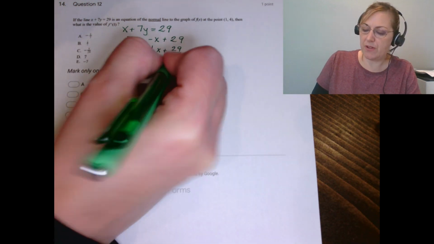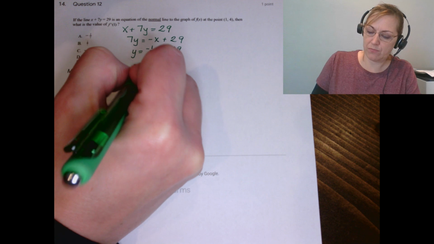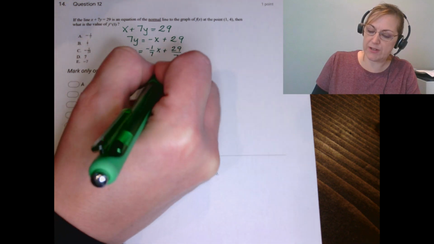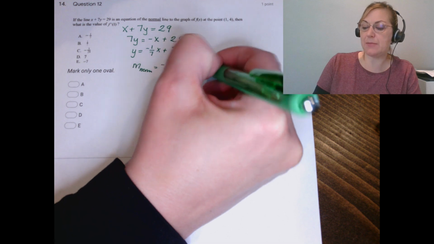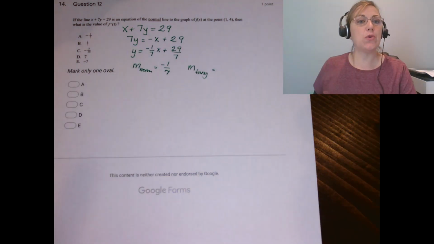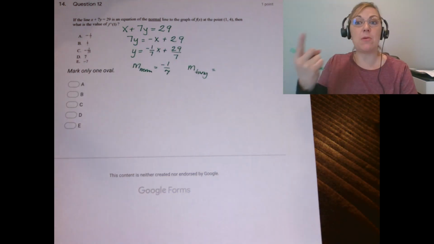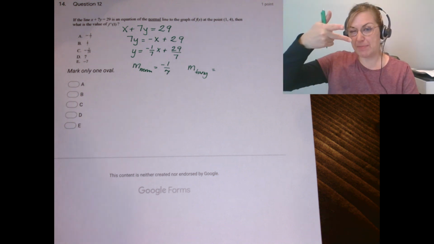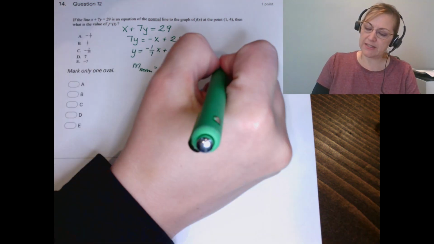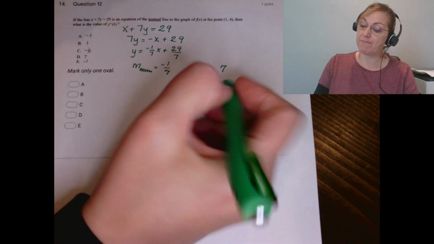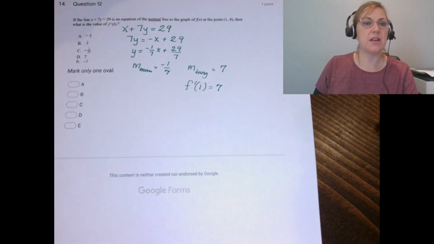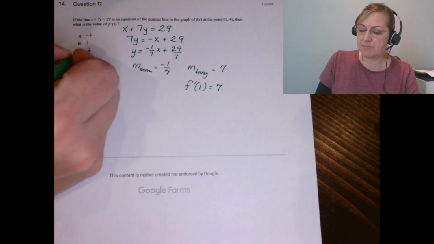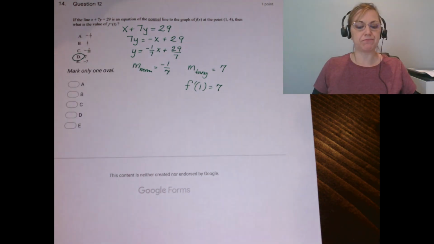So I know the slope of the normal line is negative 1/7. That means the slope of the tangent line has to be the opposite reciprocal, which means it has to now be positive, and I have to flip that fraction. So that means that the slope of the tangent is 7. And that is exactly what the derivative tells us. So this problem must be answer D there.